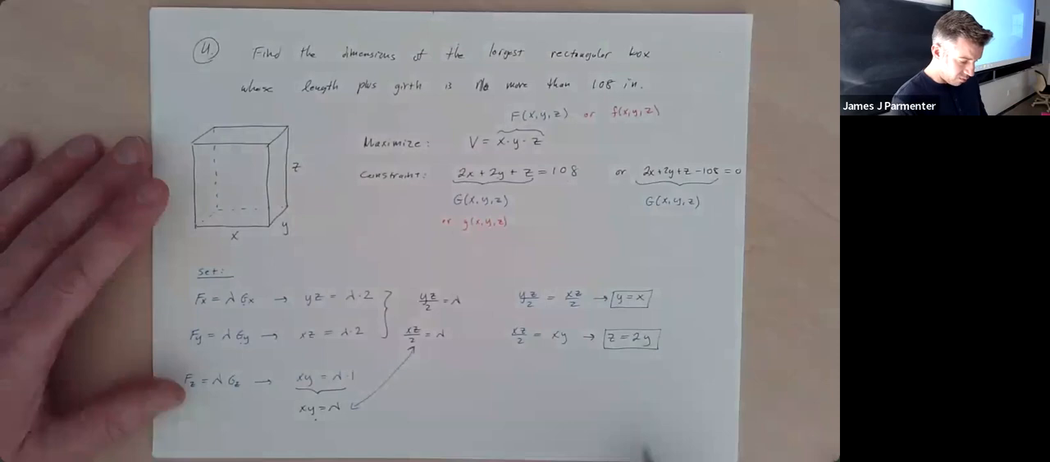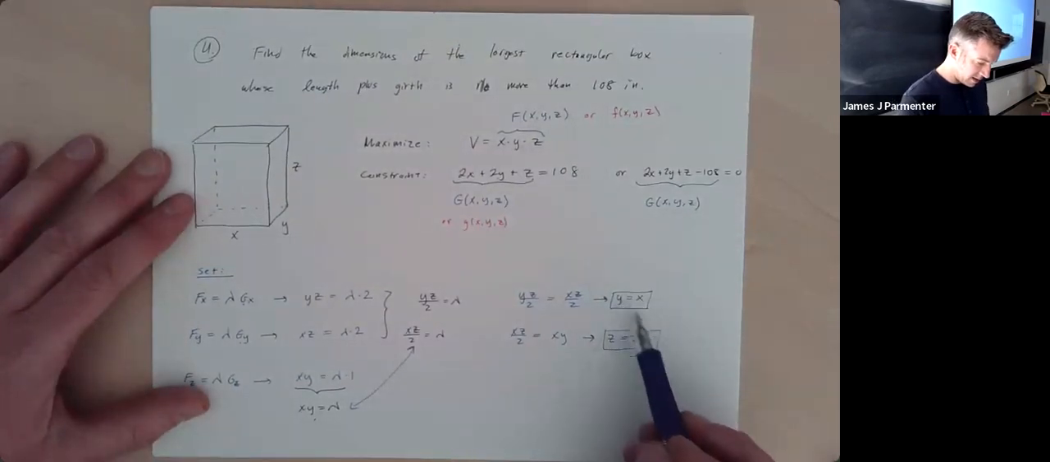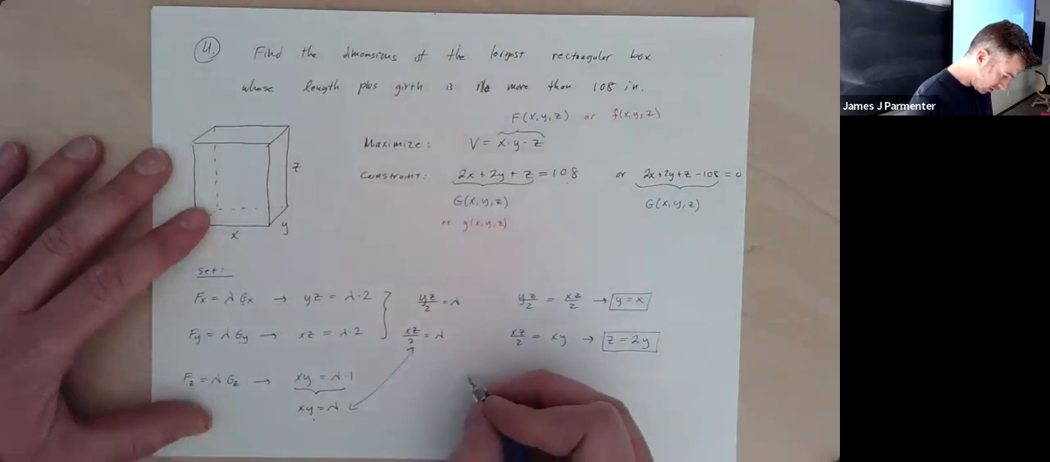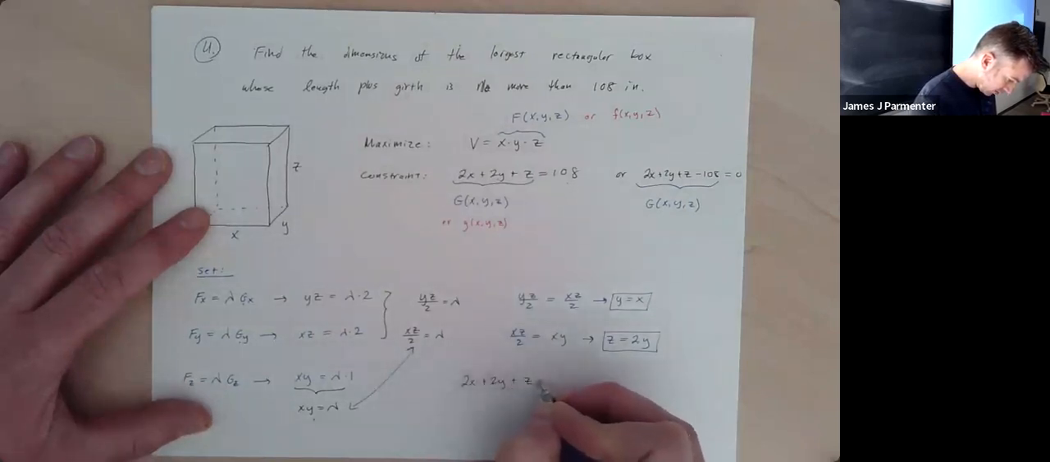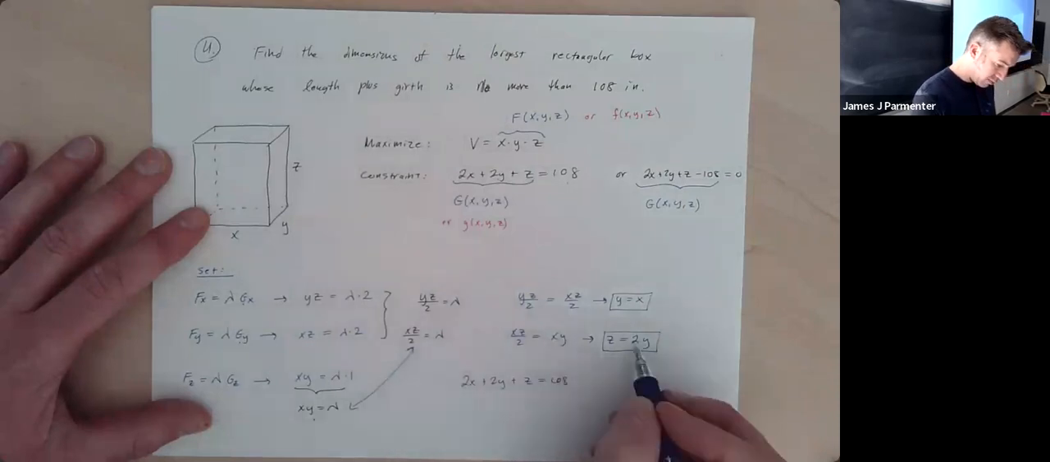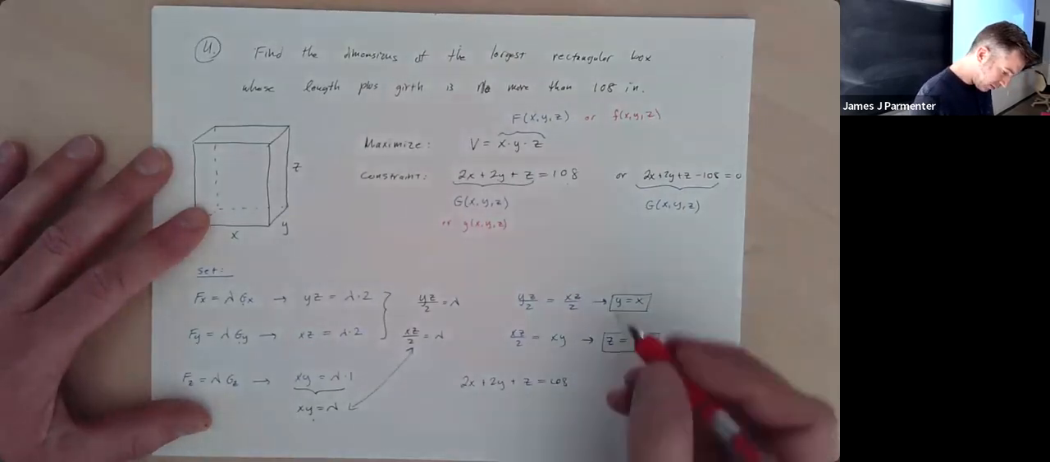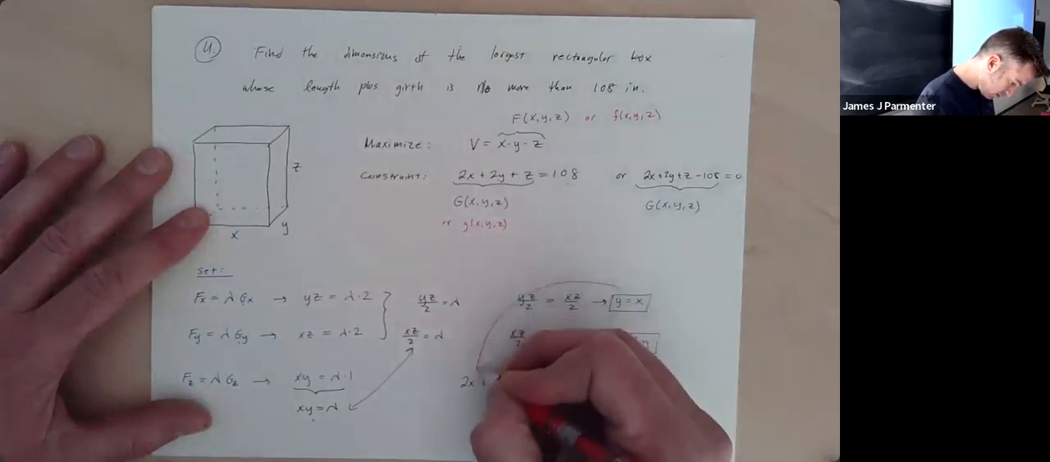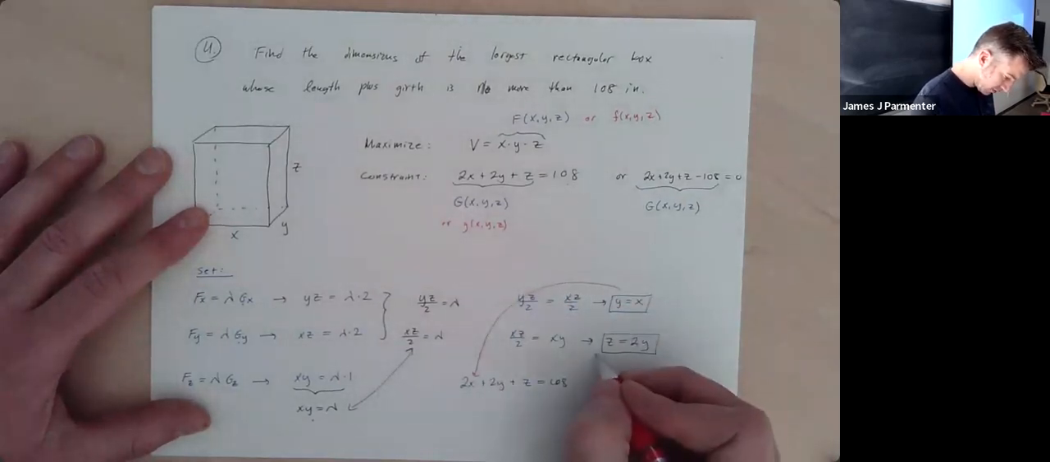And now that I have x in terms of y and z in terms of y, I can go back to my constraint, which was 2x plus 2y plus z equal to 108, and I can plug these in. I can plug in y for x, and I can plug in 2y for z.